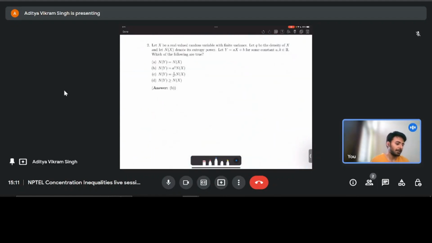Okay, question number 2. Let x be a real valued random variable with finite variance. Let q be the density. Let n(x) denote its entropy power. Let y be ax plus b for some constant. Which of the following are true? Okay, so q is the density of x. So let's see what the density of y would be.